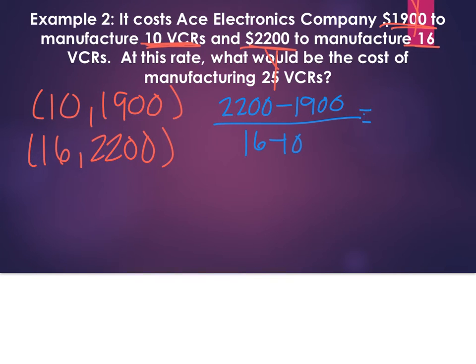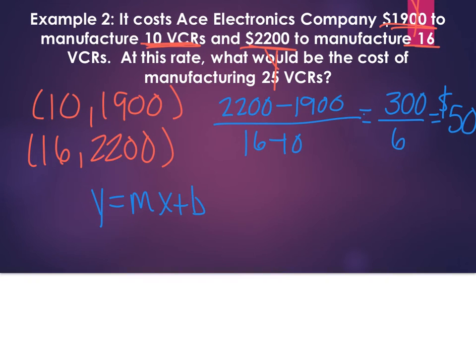2200 minus 1900 is 300. And 16 minus 10 is 6. And when I divide that out, I get $50. So this means that they're spending $50 to make each VCR. Okay? But the whole point of this is we need to figure out what our equation is.